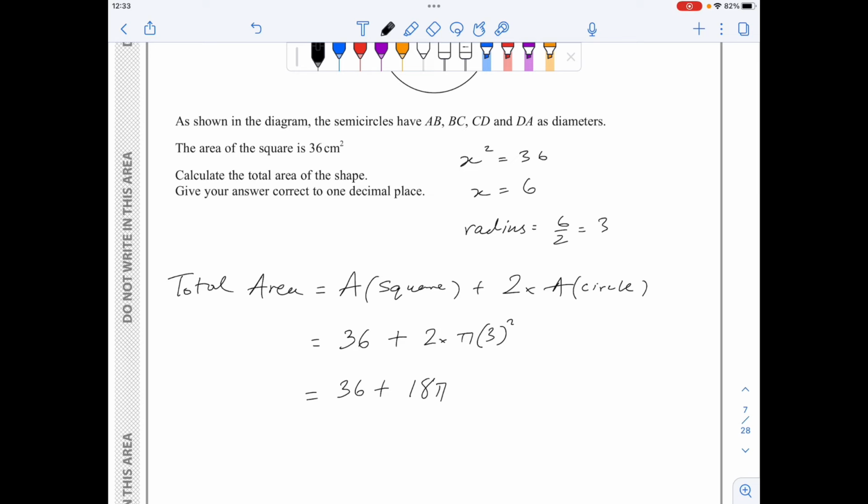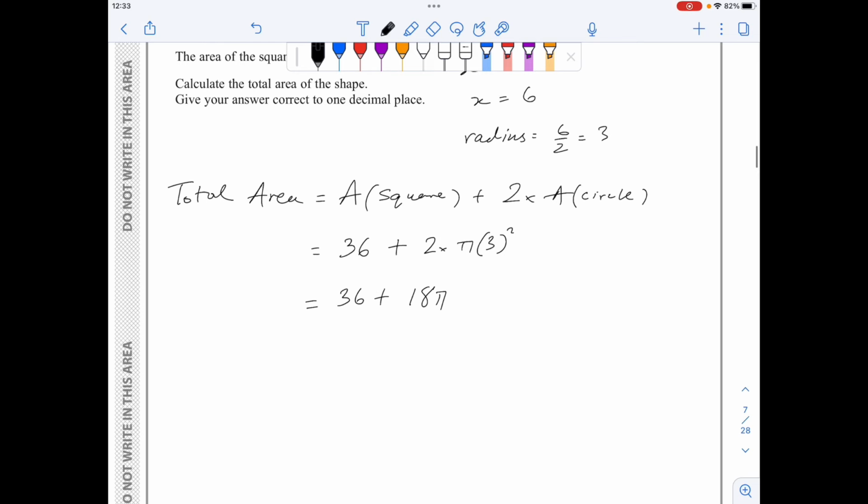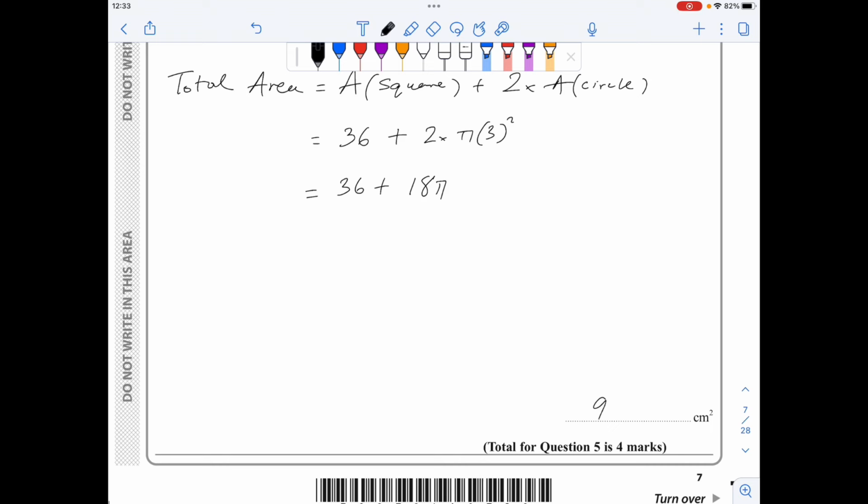And if you convert this to a decimal, to one decimal place, you will get 92.5. Note that the mark scheme accepts answers between 92.4 and 92.6. Also note that if you leave your answer in exact form, this is not accepted. You will lose 1 mark.